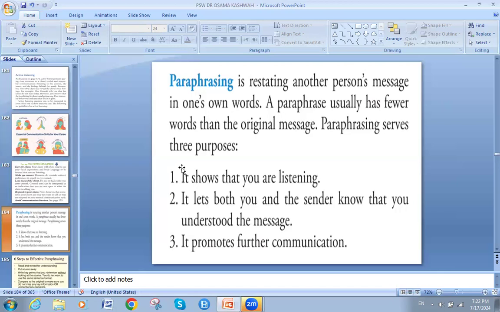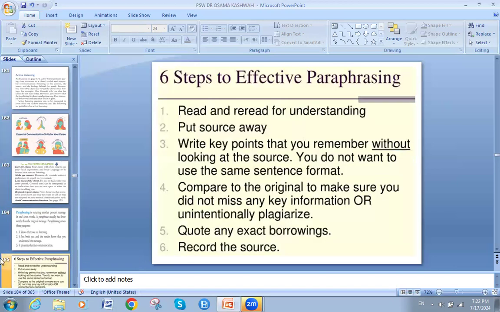So paraphrasing also shows that you understand the message. It promotes further communication as well. Right. How to do effective paraphrasing? Read and understand, put the source away, and write key points that you remember without looking at the source.